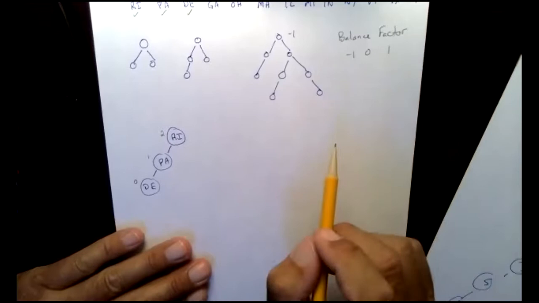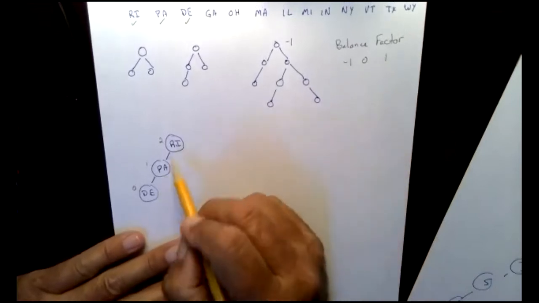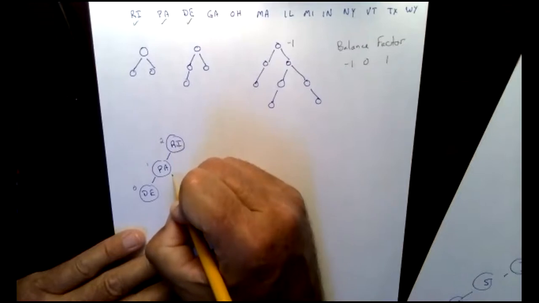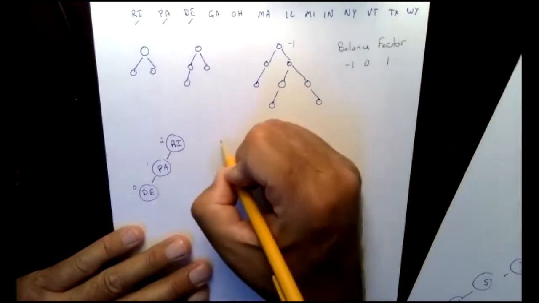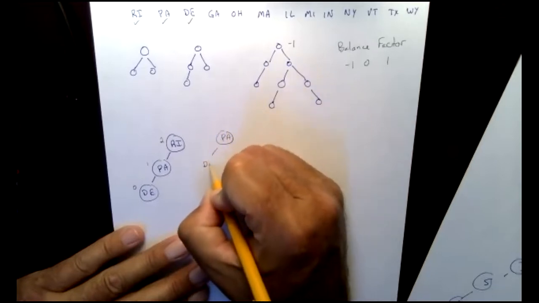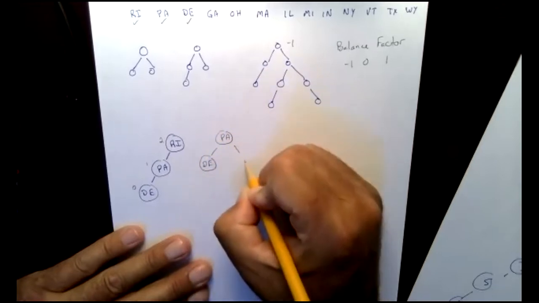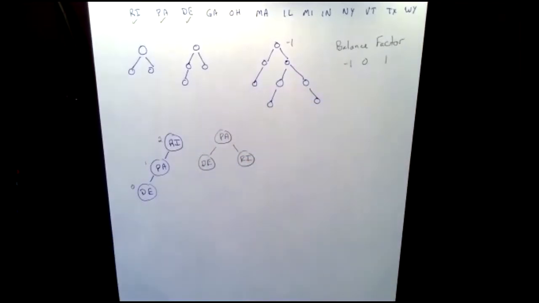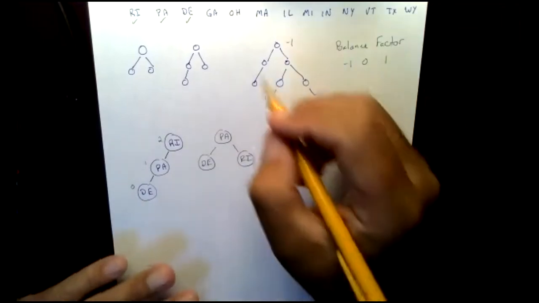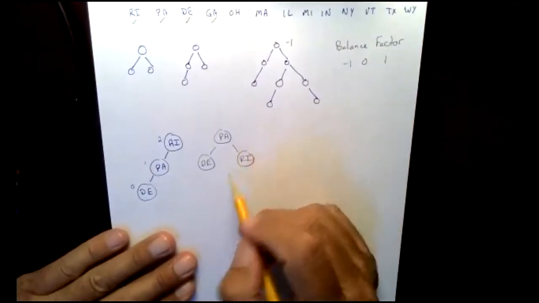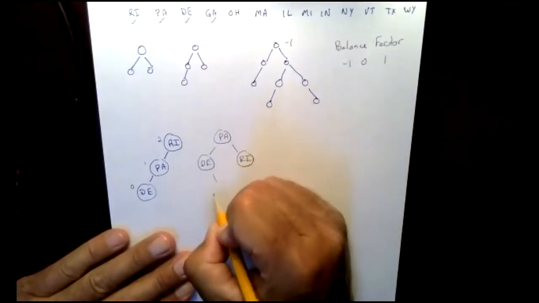So what will my new tree look like with the right rotation? Well, here's the 2. I'm going to rotate on PA and get a new tree that is PA, Delaware, Rhode Island. Now I'm back to a balanced tree. Georgia: less than PA, greater than Delaware.